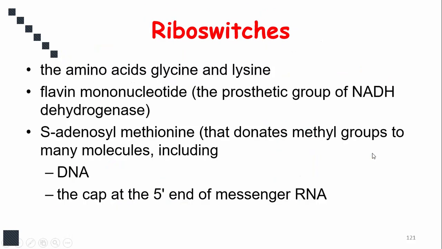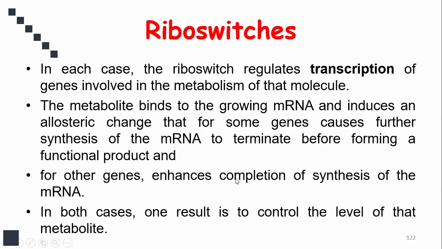So that is what riboswitches will do: the amino acids glycine and lysine, flavin mononucleotide, and then S-adenosylmethionine, which donates a methyl group to many molecules, including DNA and the cap of the 5' messenger RNA, will all be distorted. And in each case, the riboswitch regulates transcription of genes involved in metabolism of that particular molecule.